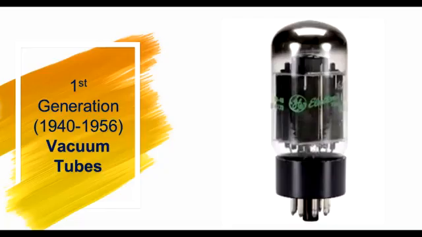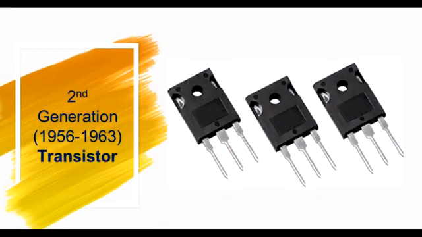Generations of computers. The first generation evolved in the years 1940 to 1956. In this generation, the computers used vacuum tubes for circuitry and magnetic drums for memory. It can solve one problem at a time. The second generation, from 1956 to 1963, replaced vacuum tubes with transistors. They used punched cards for input and printouts for output.